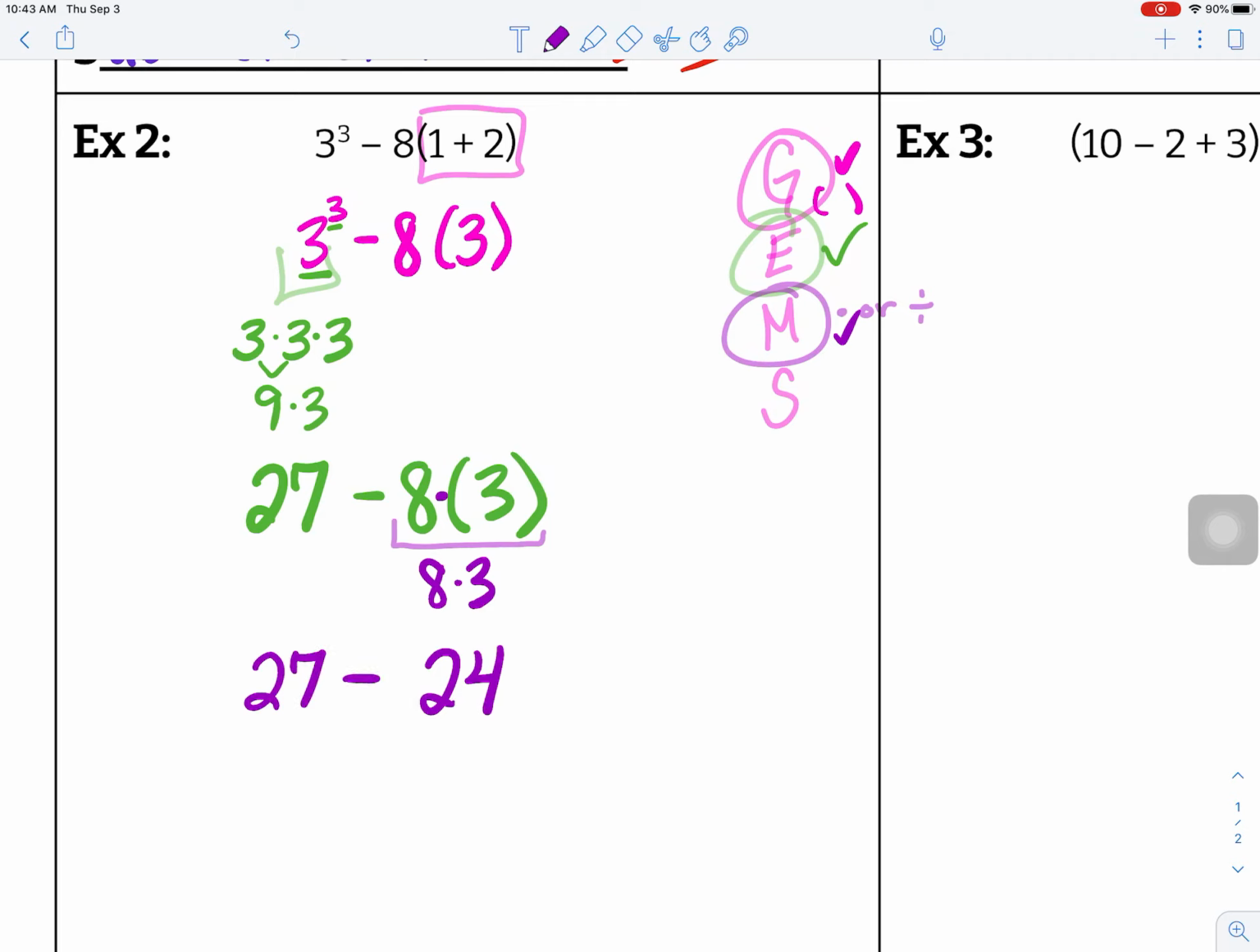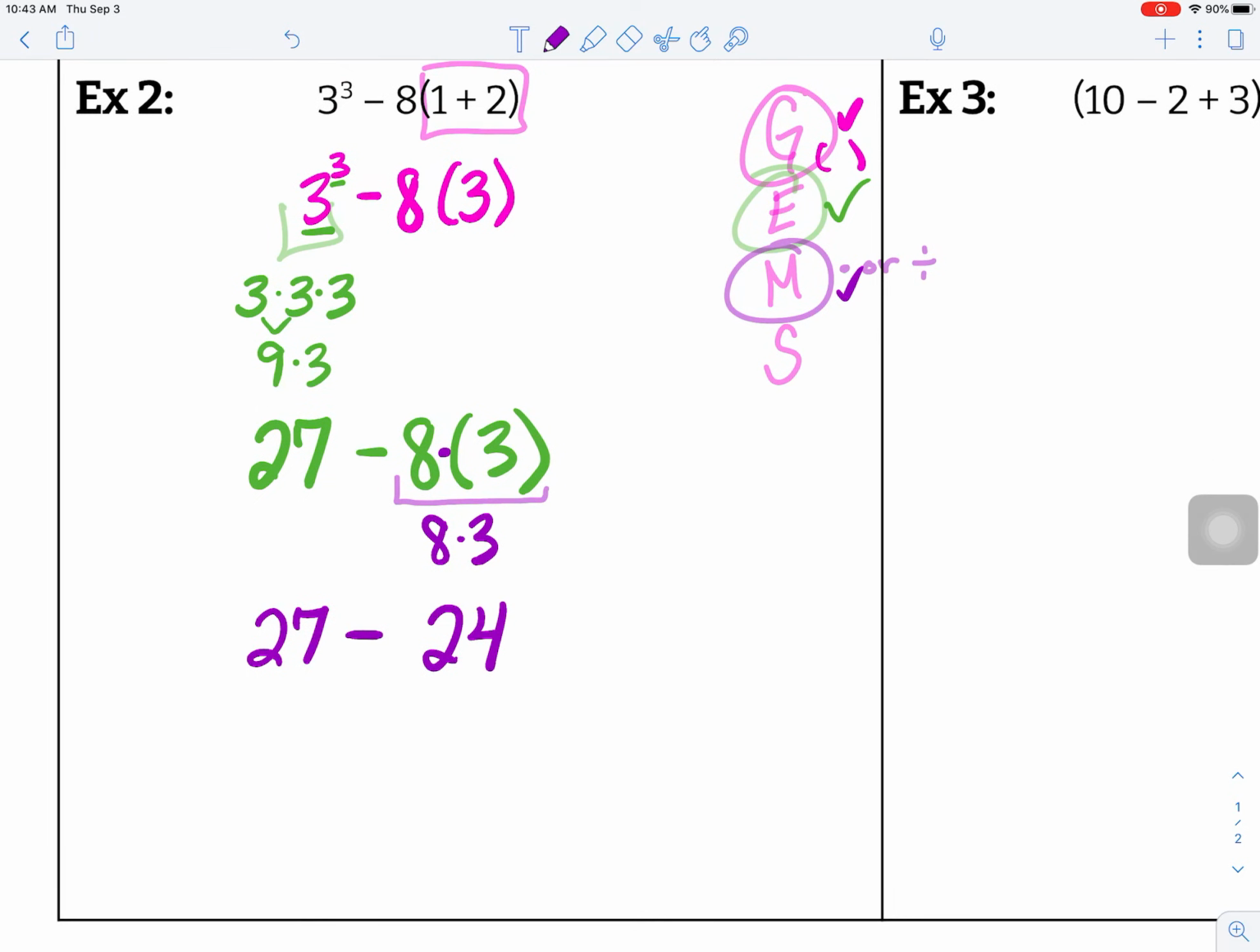Rewrite the problem. At this point in time, it's looking pretty obvious what my last step is because it is one thing. 27 minus 24 would be 3.